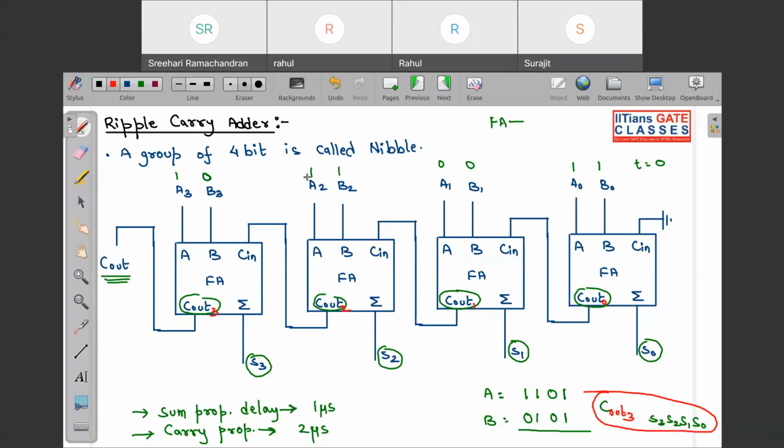So look, at t equal to 0, we apply all the inputs. But now this time we have finite propagation delay. Okay, 1 microsecond is sum propagation delay and 2 microsecond is carry propagation delay. Tell me, up to this point, is everything clear to both of you, Shriyari and Surjit? Is it clear? Yes, sir.